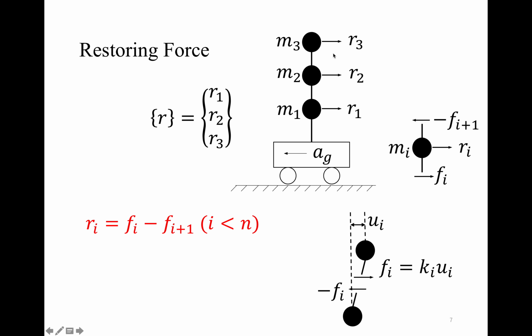So what about the top floor? If we look at the top floor, Fn is equal to Rn. Because the n plus 1 floor is air, there is no force here, so Fn equals Rn.